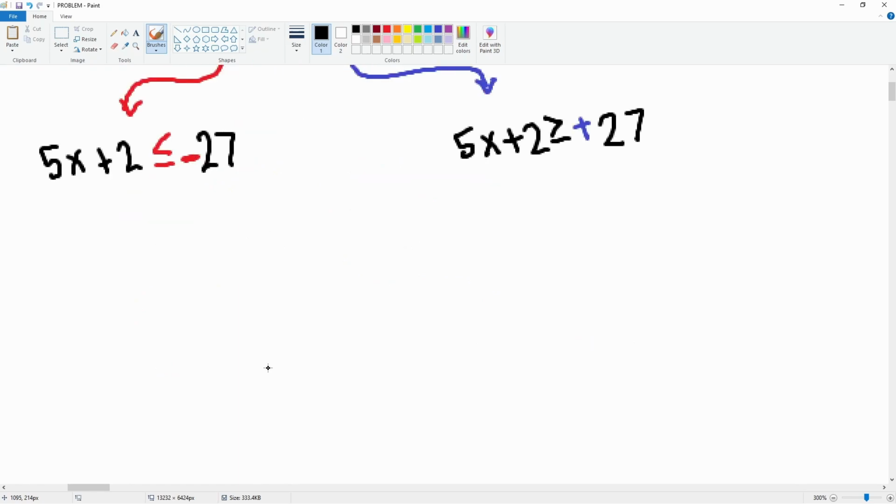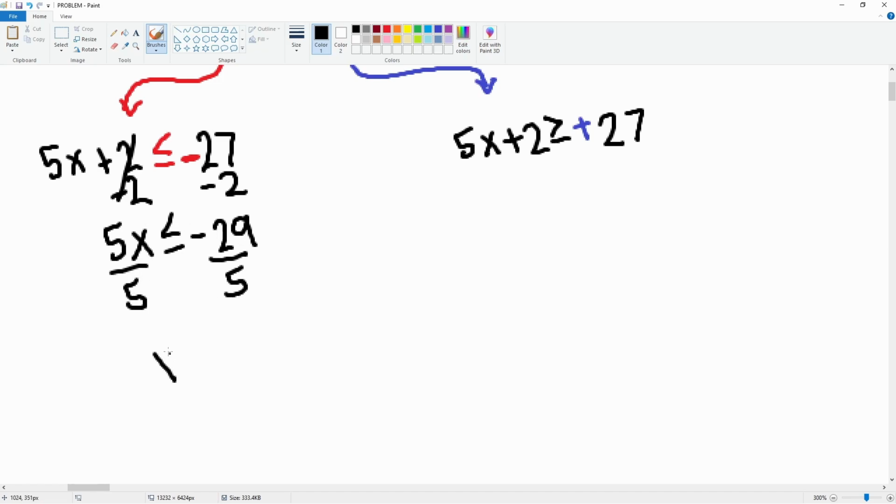Now let's solve. Subtract 2 from both sides. This cancels, leaving us with 5x is less than or equal to negative 29, right? Then divide by 5, divide by 5, and you get x is less than or equal to negative 29 over 5. Because we're going to have to graph it, let me see what it looks like. This is equal to negative 5.8 in the calculator, okay?